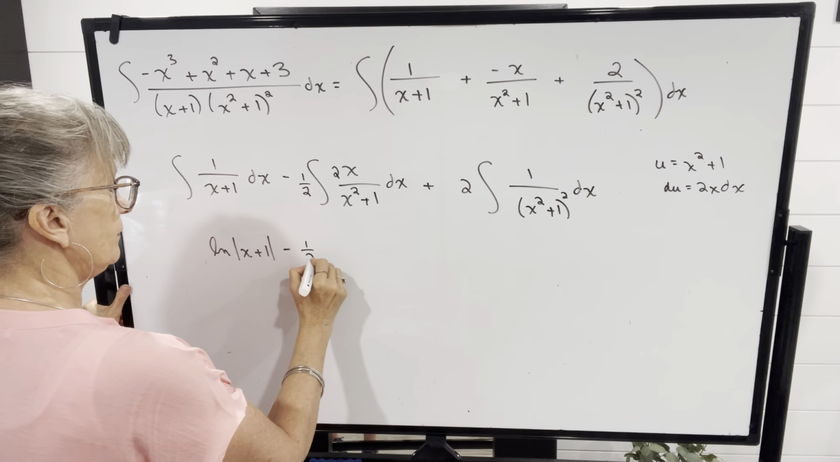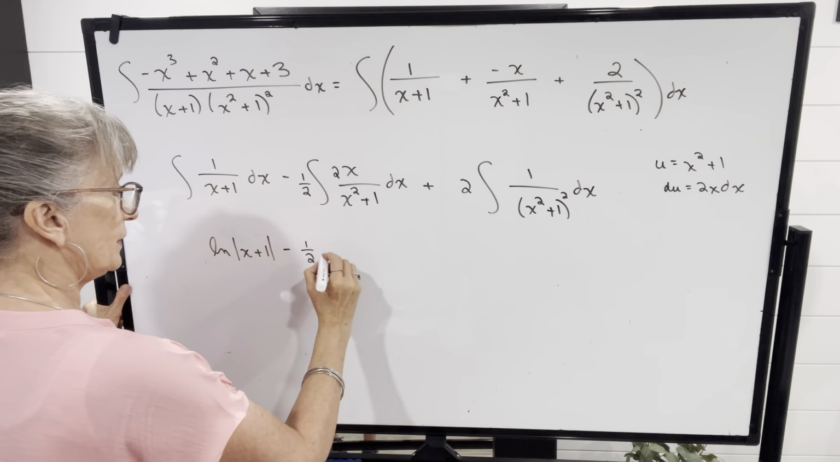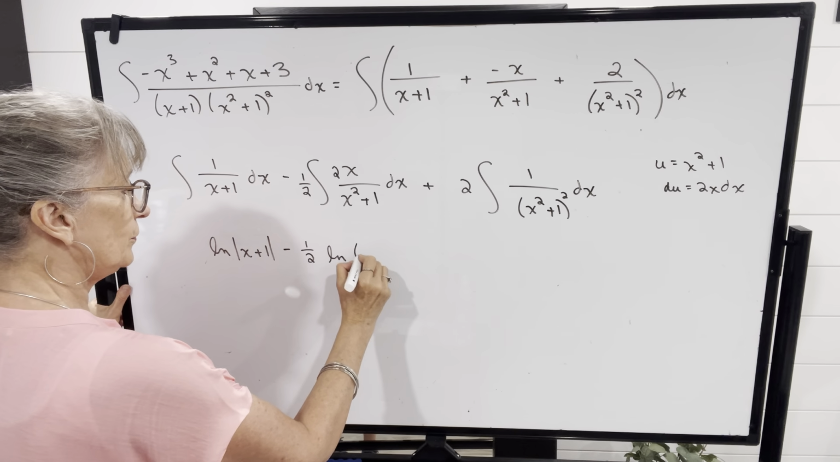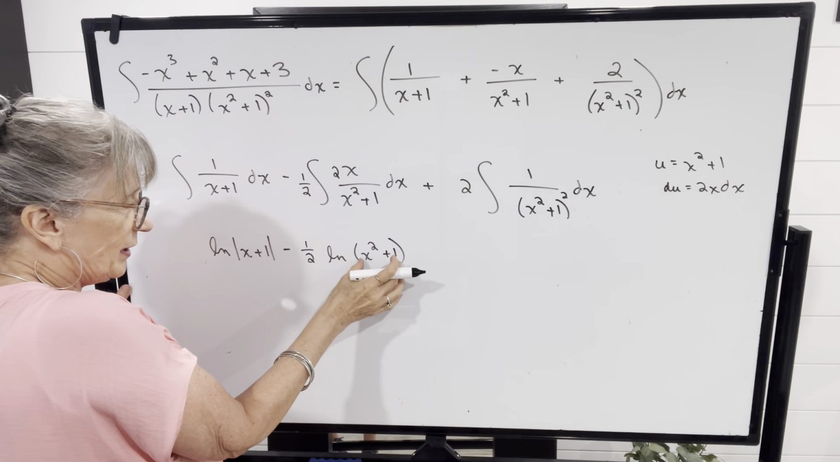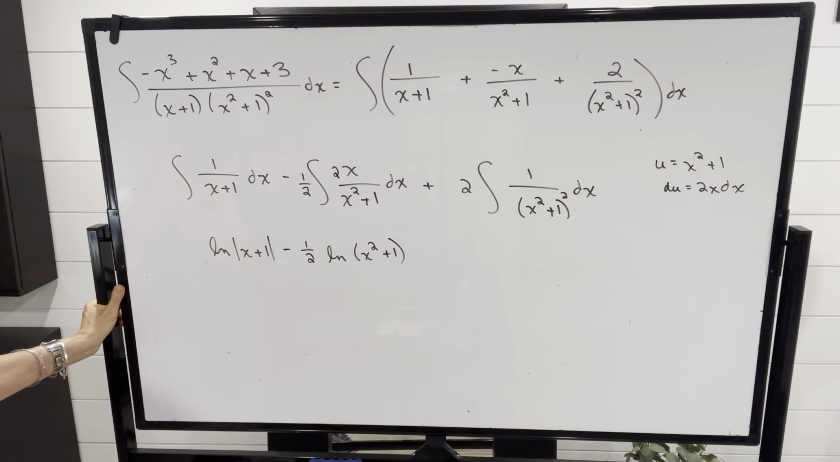So it'll be 1/2. The integral of 1 over u du is the natural log of the absolute value of u. In this case, because u is x squared plus 1, that can never be negative. I don't need the absolute value signs.